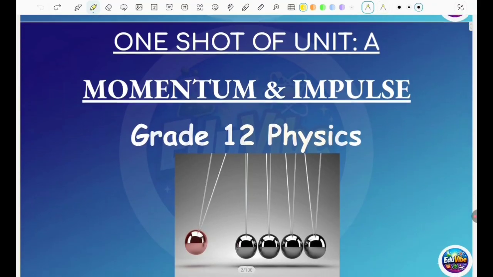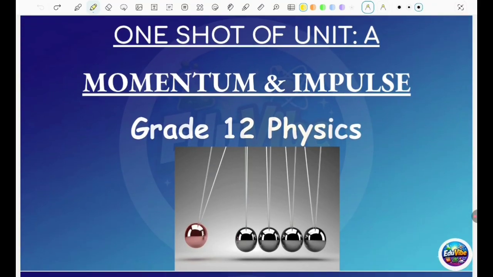In today's lesson, we are starting the one shot of all units of grade 12 physics. As you all know, on 22nd June you have your diploma for physics, so we do one shot for all the units, which are 4 units in 4 days. Today we are mainly focusing on momentum and impulse, which is Unit A. So we revise all things and we do some questions at the end.